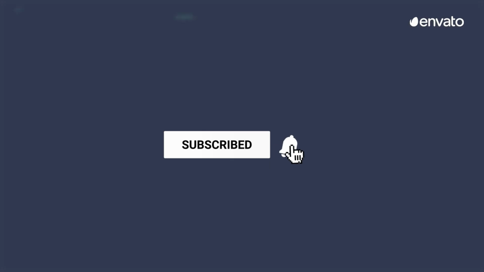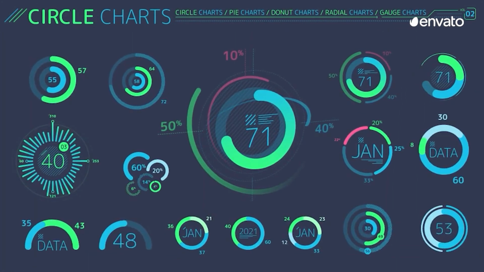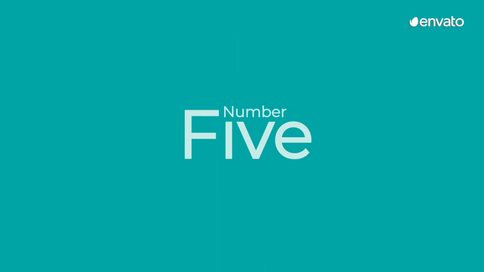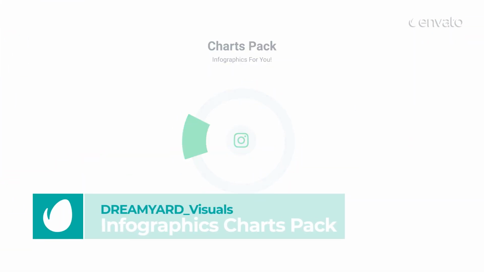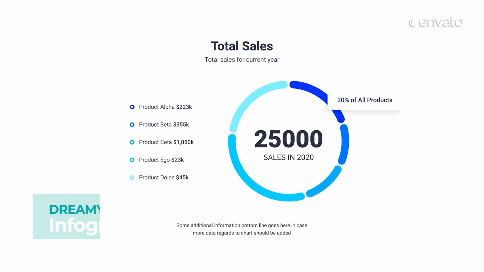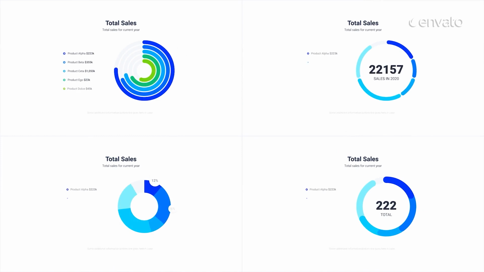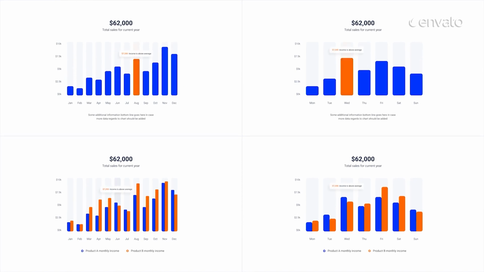And now we return to our Envato Elements Top 10 Best Infographic Video Templates list. Number 5. Infographics Charts Pack by DreamYard Visuals. Contained in this pack are 28 charts with a highly modern design to help you create minimalistic infographics for all your reporting needs. From bar graphs to pie charts, your data has never looked this good.